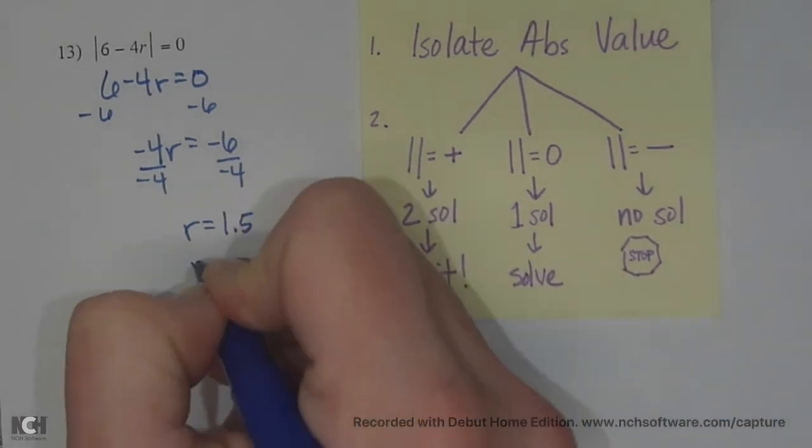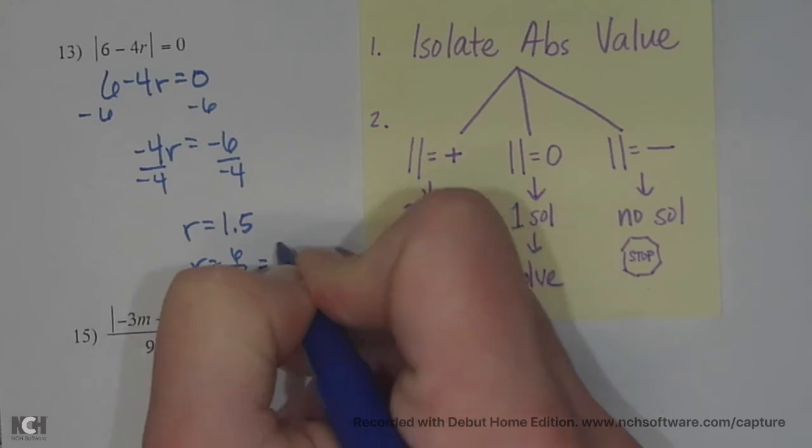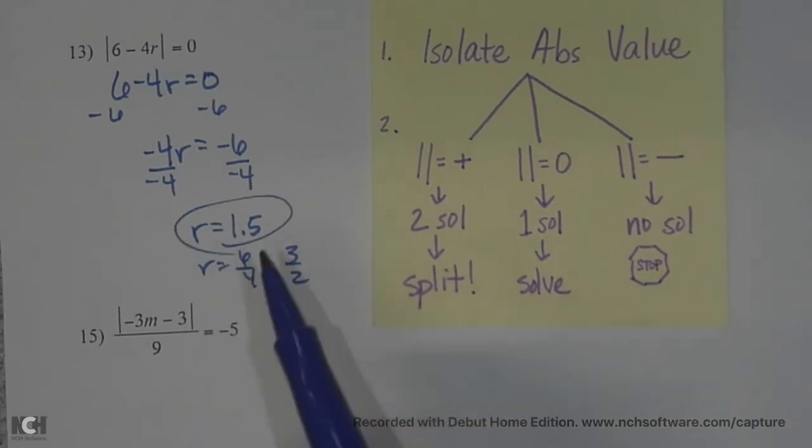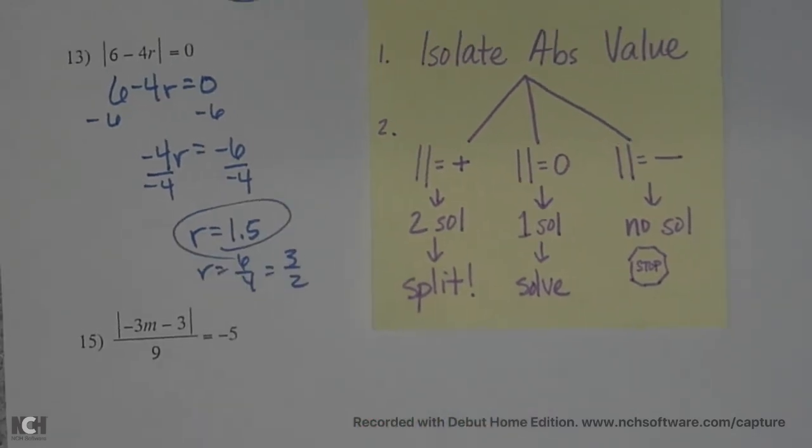And if you got r equals 6 over 4, which equals 3 over 2, that's perfectly fine also. Decimal or fraction, as long as it's simplified, you're all good to go. And so that's it for this one. Let's go on to number 14.